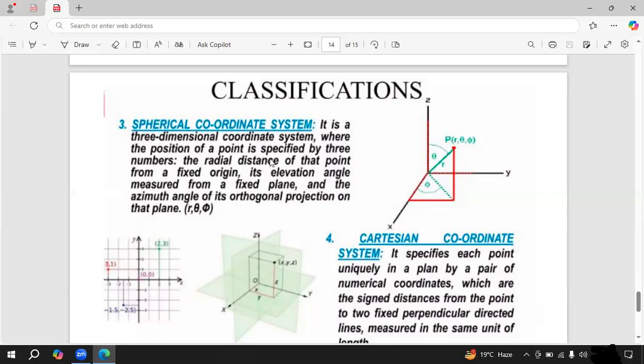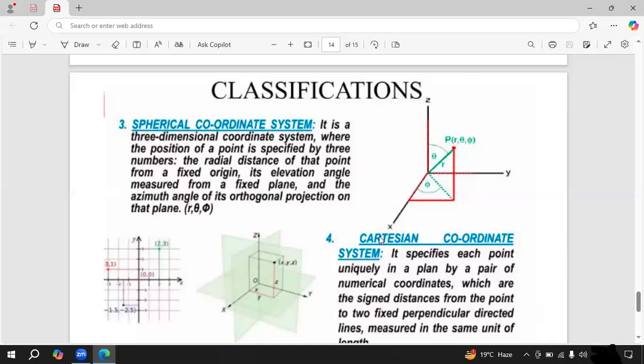So it is in terms of the radial distance of that point from a fixed origin, its elevation angle measured from a fixed plane, and the azimuth angle of its orthogonal projection on that plane. What is azimuth angle? You will learn this in a little while.